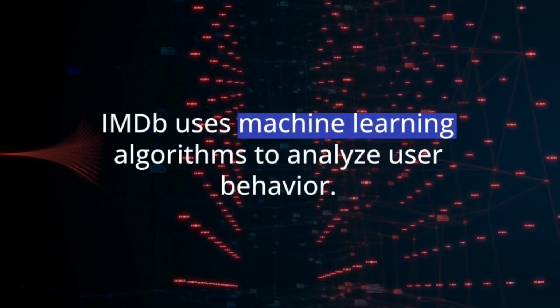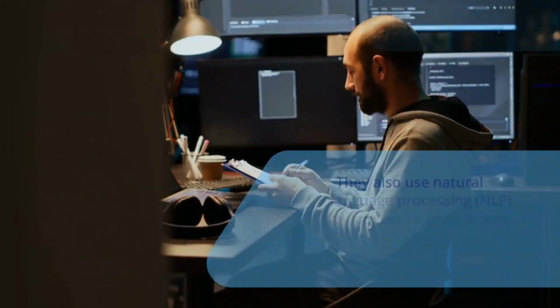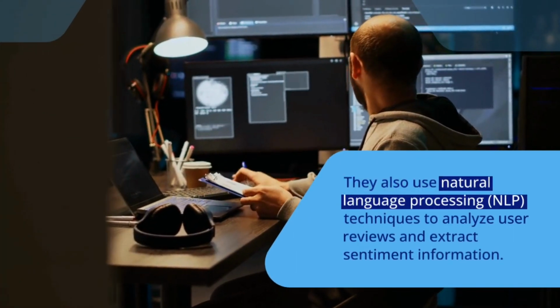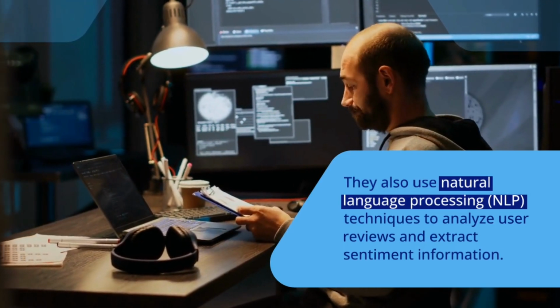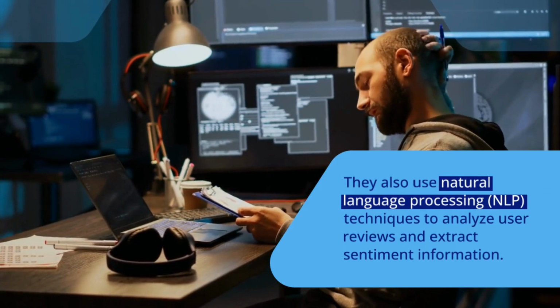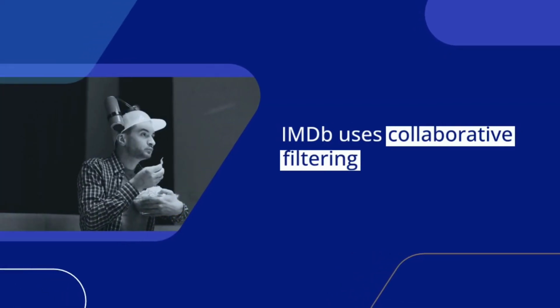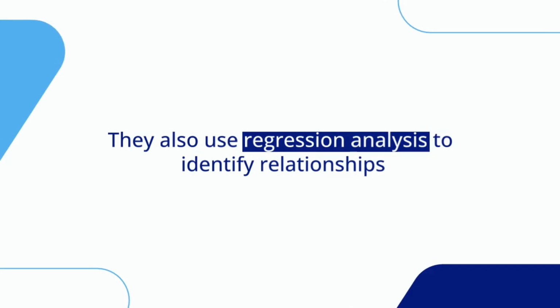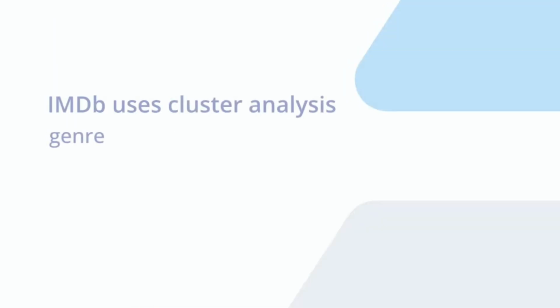It doesn't stop there. IMDb uses various machine learning algorithms to analyze user behavior and NLP techniques to extract sentiment information from the reviews. These techniques are carried out to predict how users are likely to rate a particular title. It then uses collaborative filtering to recommend movies and TV shows to its users. Regression analysis is used to identify relationships between various factors that affect a movie's rating.